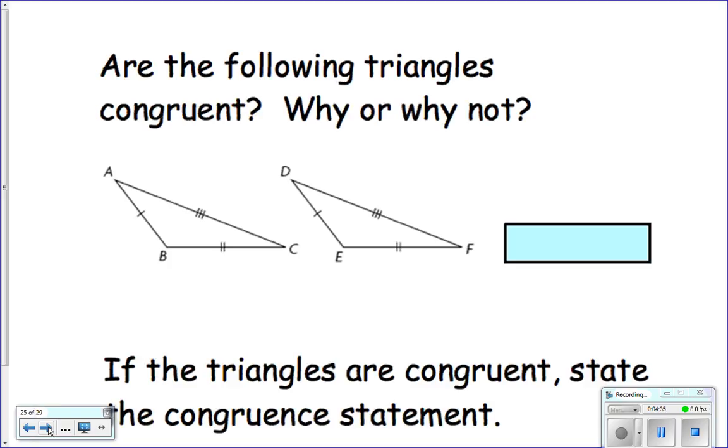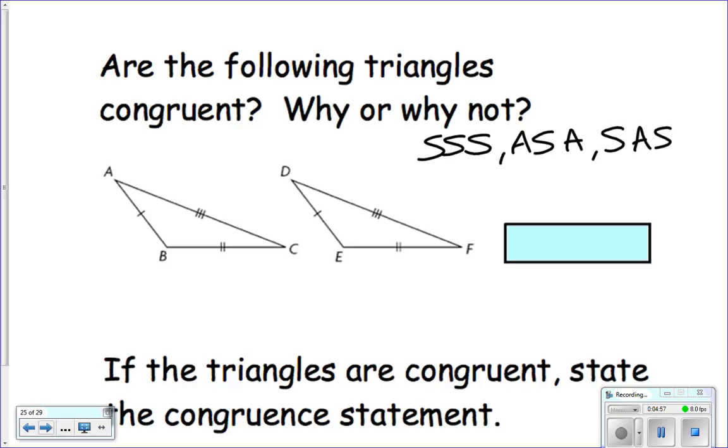So let's take a look at some examples here and see what your questions are going to look like. It's saying, are the following triangles congruent? Why or why not? So we just talked about three rules that we can use. We've got SSS, we've got ASA, and we've got SAS.